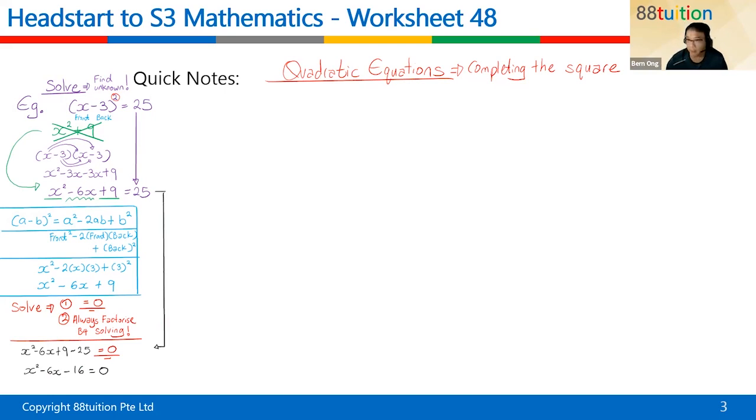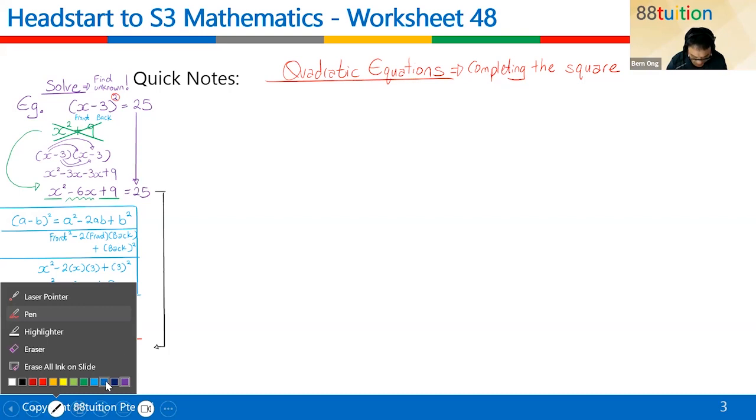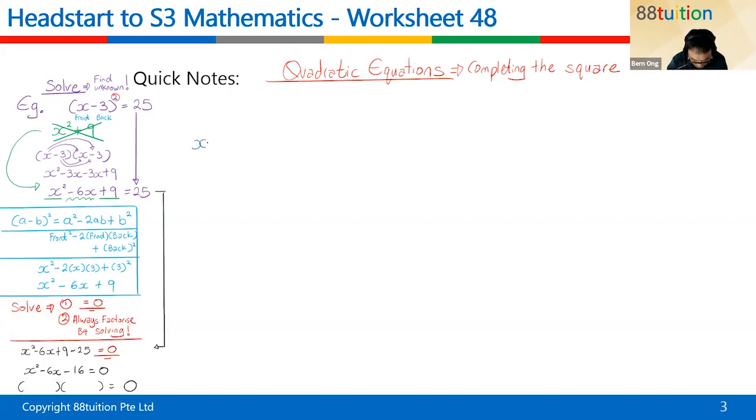Okay, so the next step is to what? Always factorize before solving. So for factorization, you need to give the bracket like that, equal to 0. And how do you factorize, children? Come, let me recall your memory a bit. In order to factorize x squared minus 6x minus 16, how do you factorize this?